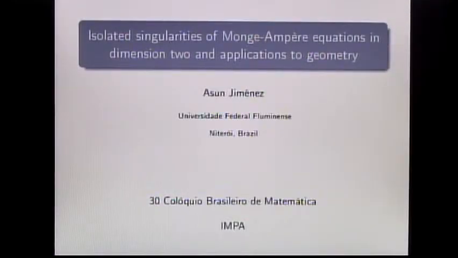Okay, so thank you for coming today. First session on Thursday. Our first speaker is Asunción Jiménez from Niterói, UFF. She'll speak on isolated singularities of Monge-Ampère equations.